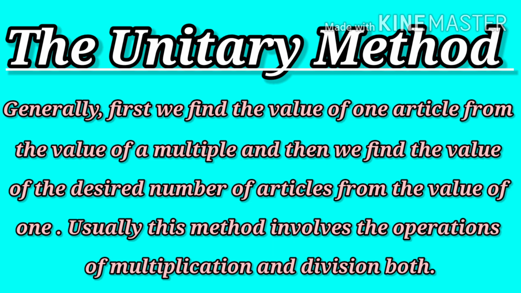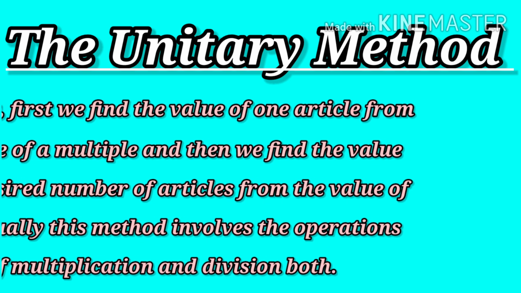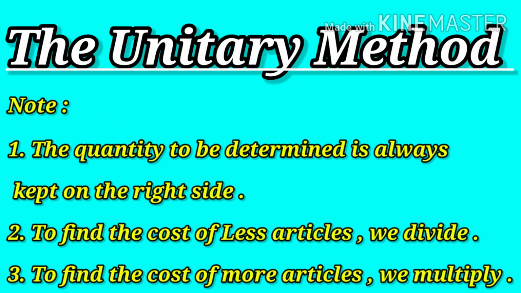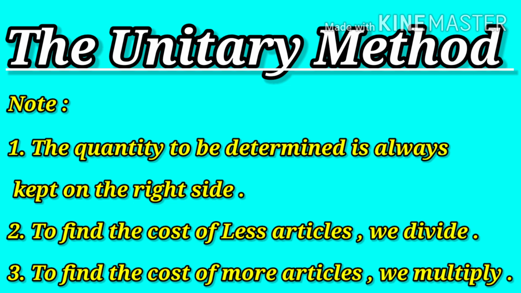To solve such problems, we employ the unitary method. In this method, the price of a unit article is taken as a help to calculate the cost of many articles. Just note, the quantity to be determined is always kept on the right side. To find the cost of fewer articles, we divide, whereas to find the cost of more articles, we multiply.